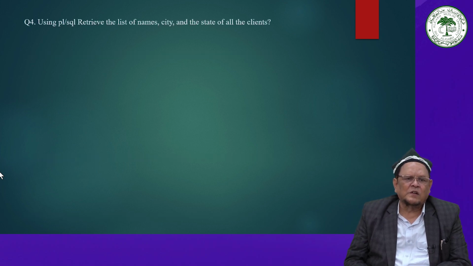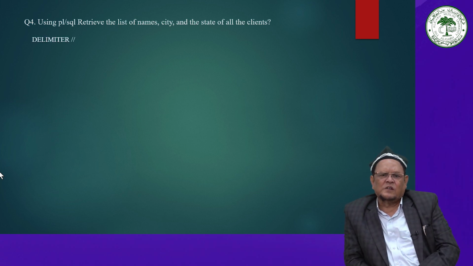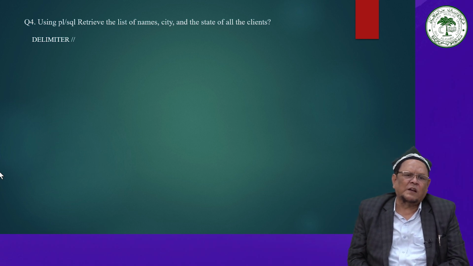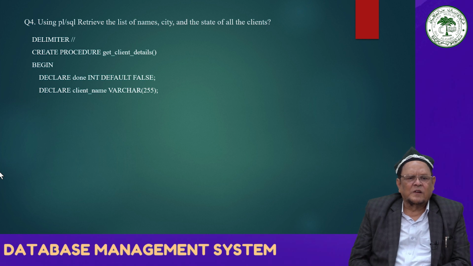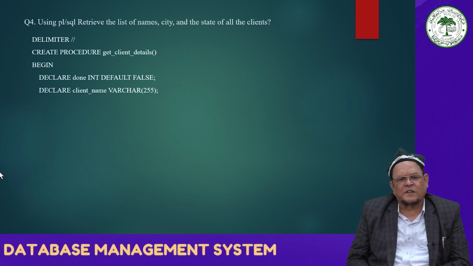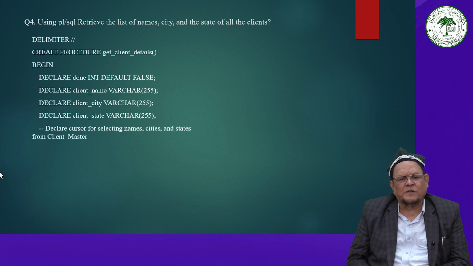The fourth question was using PL/SQL, retrieve the list of name, city and state of all the clients. So here, in the same way in MySQL, you have to write delimiter //, then create procedure get_client_details. Then begin, same way, declare done integer default false. Declare client_name varchar(256). Declare client_city varchar(256). Declare client_state varchar(256).